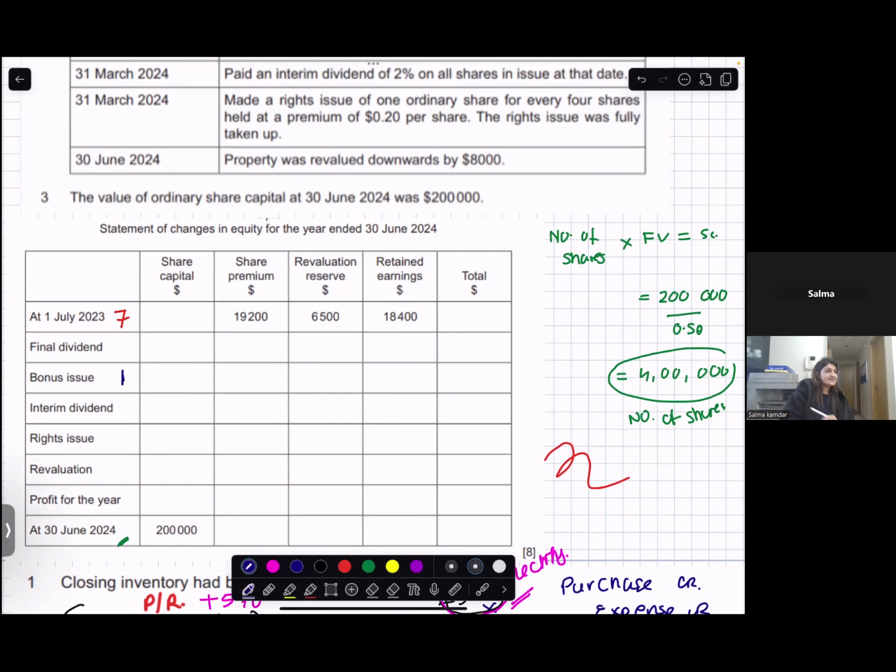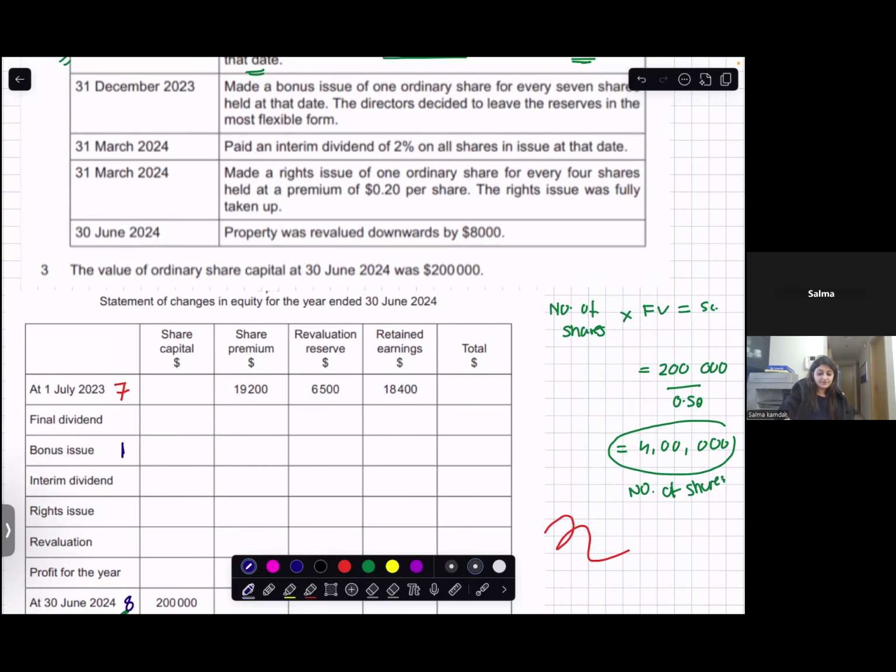Okay, so bonus is 1 share for every 7 held, so the total becomes 8. But they're not stopping over here. They are giving an interim dividend on all the issues at that date. That means interim dividend is going to be paid on what shares? Interim dividend is going to be paid on this and this. Are you with me? But I don't have the bonus. I don't have the original shares also. I don't have it, right? Okay, I read ahead.